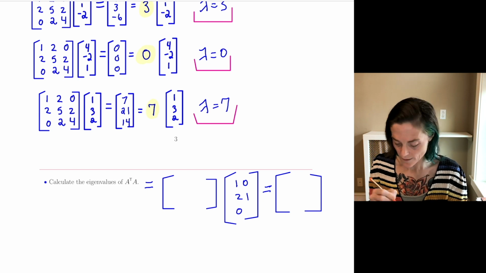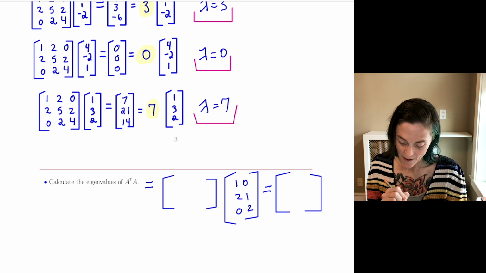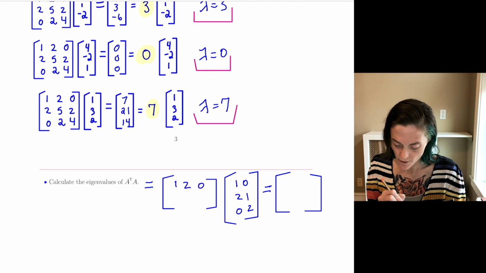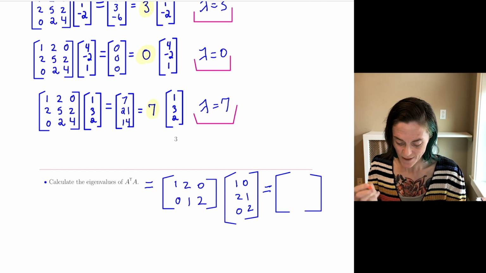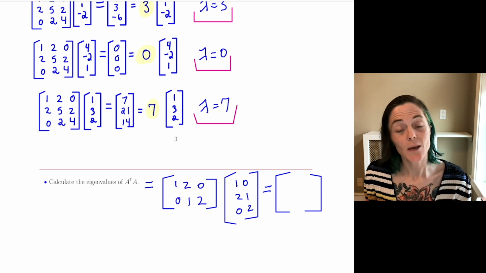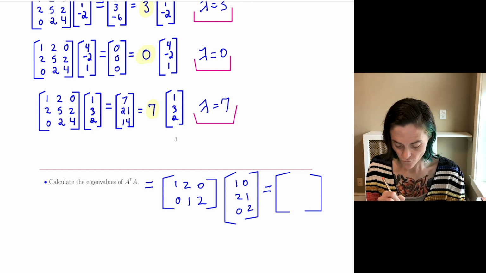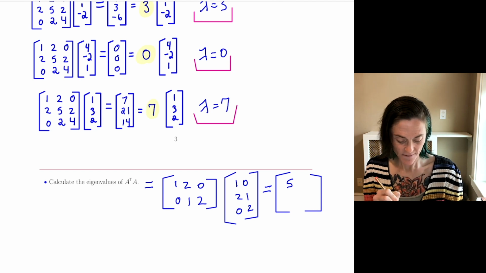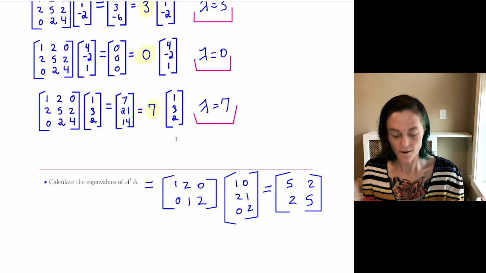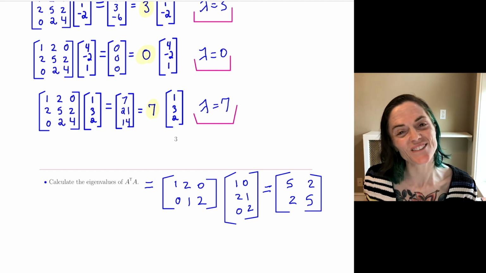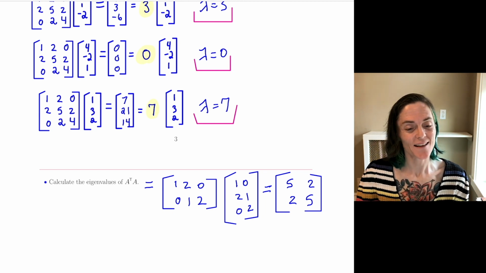And then we can write down A transpose. Well, we have 1, 2, 0, 0, 1, 2. Let's calculate this. It will be a 2 by 2 matrix. Here we have 1 plus 4. We have 2, 2, and then again 1 plus 4. Okay, 5, 2, 2, 5. This is A transpose A.